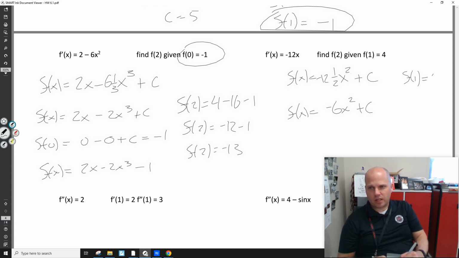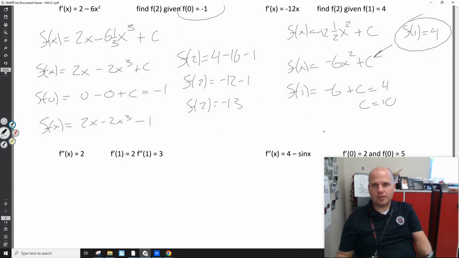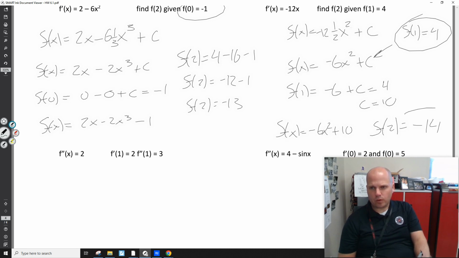This is where you've got to include the c because you don't know the specific function that we're talking about. But now we have this information provided, and now we have the specific f of x. And what's f of 2? Negative 24 plus 10 is negative 14.